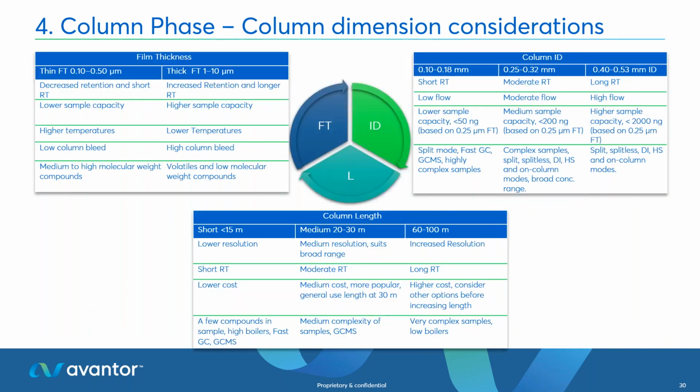And then when we look at the dimensions, this goes into a little bit more detail just of the benefits of different dimensions. So say if you're looking at a column with a mid-length, so 20 to 30 meters, this can offer around medium resolution. It suits a broad range of analytes, moderate retention times, medium cost, and tends to be a general length used. You can use it for medium complexity samples, and you can also use this with GCMS.